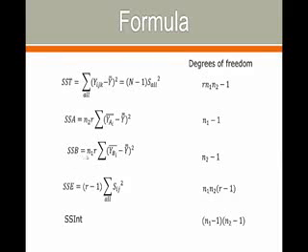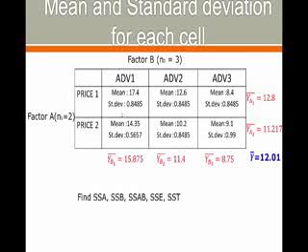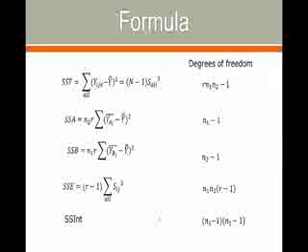Similarly for SSB, it is a times r times the sum of Y bar Bj minus Y bar bar squared. SSE will be the sum of the individual standard deviations in the cell squared. The standard deviation here is 0.8485, squared, plus 0.8485 squared, and so on for each cell. That will be multiplied by the number of repetitions minus 1. This is my SSE.